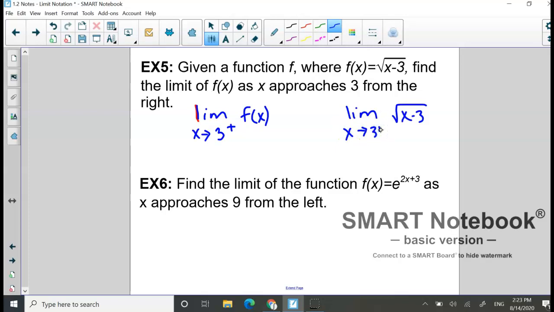as well. Let's try another one of those. We've got to find the limit of the function f of x equals e to the 2x plus 3 as x approaches 9 from the left. So we're going to use our limit notation. We'll start out with our LIM. We can use f of x or e to the 2x plus 3. I think I'll just use the f of x here. And then as x approaches 9 from the left. So as x approaches 9 from the left. And so this could be our notation for this problem.